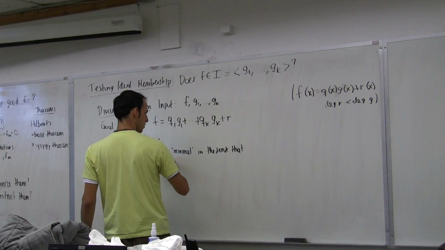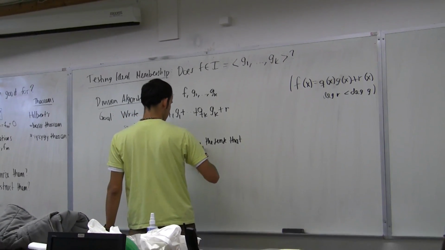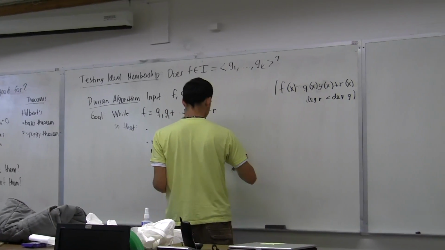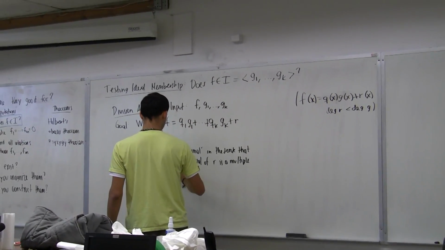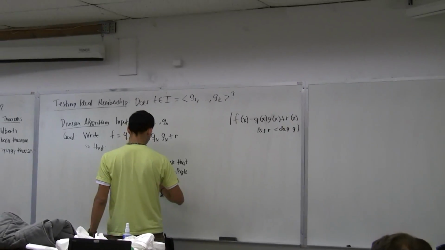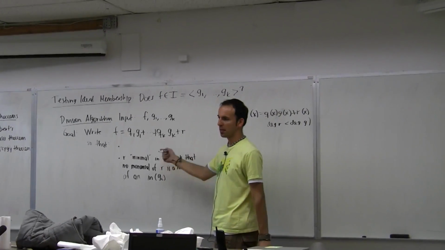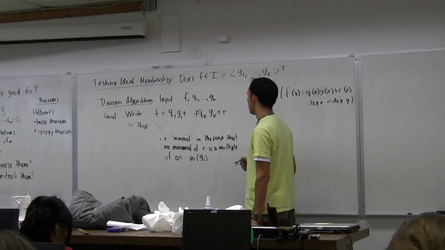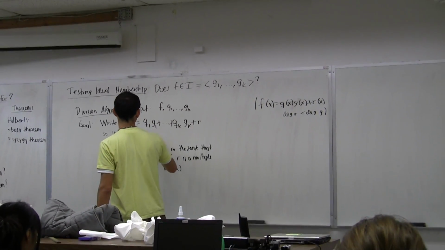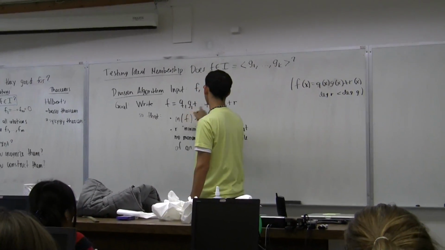So no monomial of r is a multiple of the initial polynomial of any g. We'll see this in an example, and I think it'll be clear why I'm doing this. And the other condition is kind of clear, which is that the initial term of f should be greater than or equal to the initial term of all of these guys.